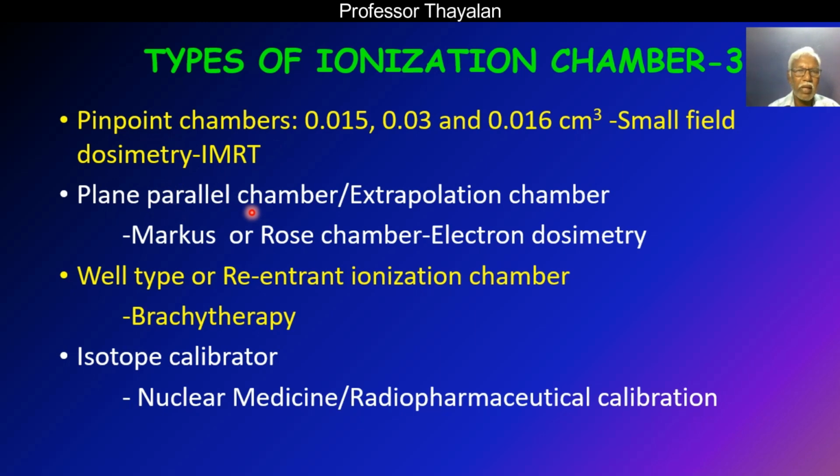The next one is plane parallel chamber or extrapolation chamber. This chamber is available commercially as marker chamber or rose chamber. They are used particularly in electron dosimetry or skin dose measurements in patients. The next one is well type or re-entrant ionization chamber. It is used in brachytherapy for source calibration. The next one is isotope calibrator used in nuclear medicine for calibrating the radiopharmaceutical. Using this, one can find out the activity of the radiopharmaceutical or radionuclide which is available in the hospital.